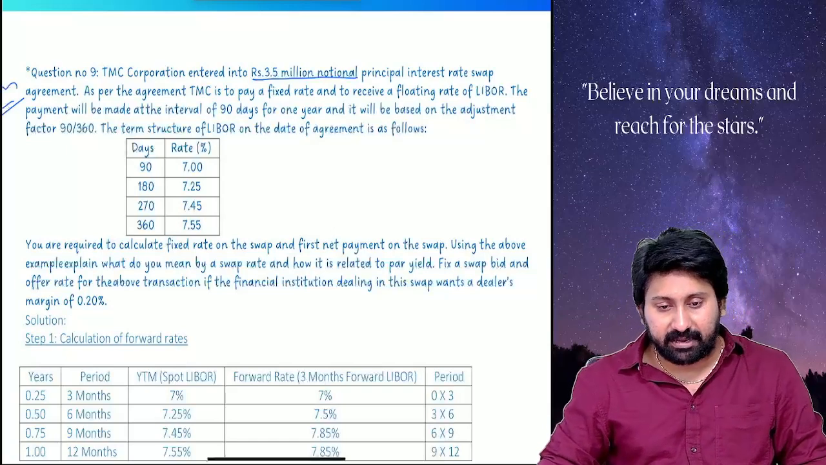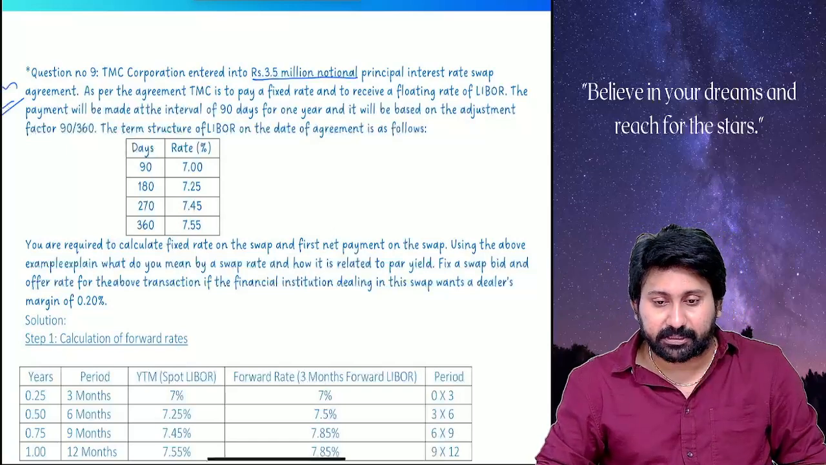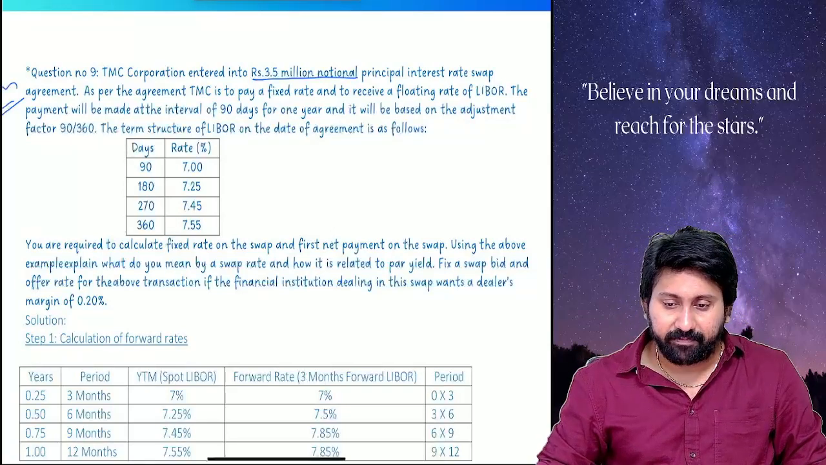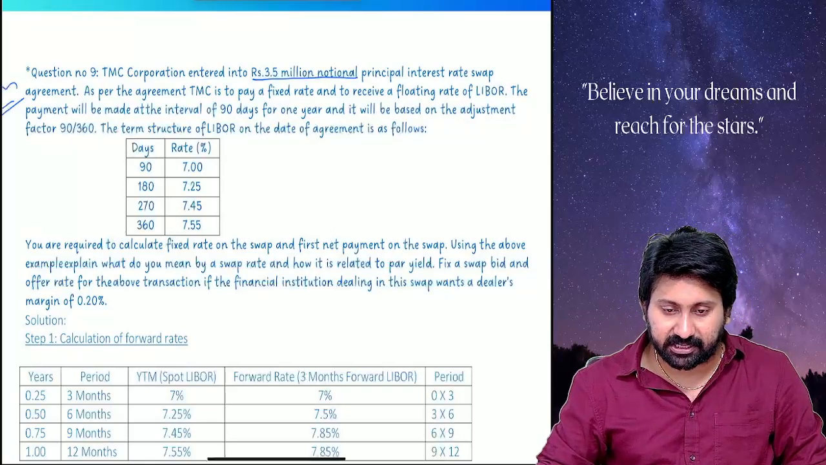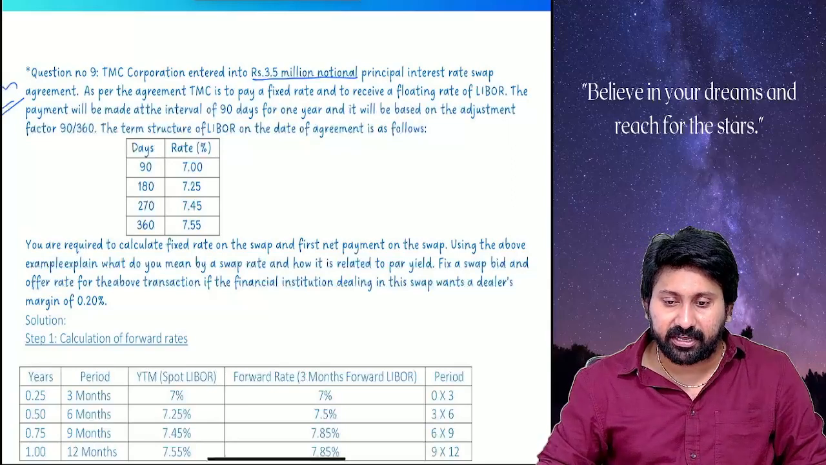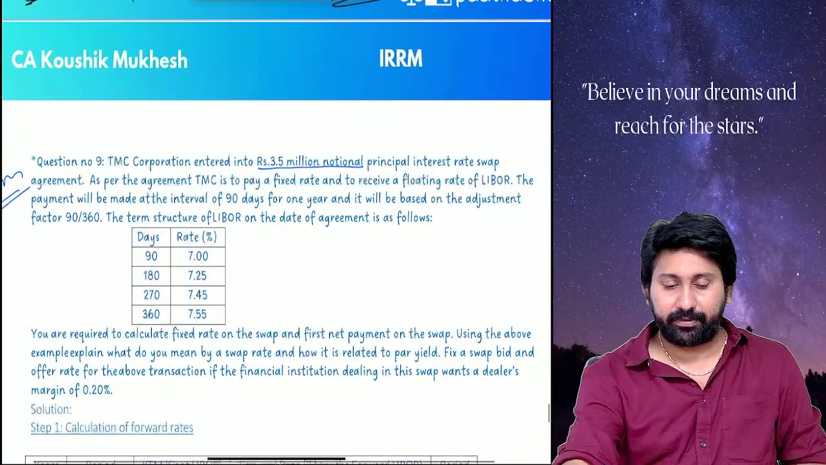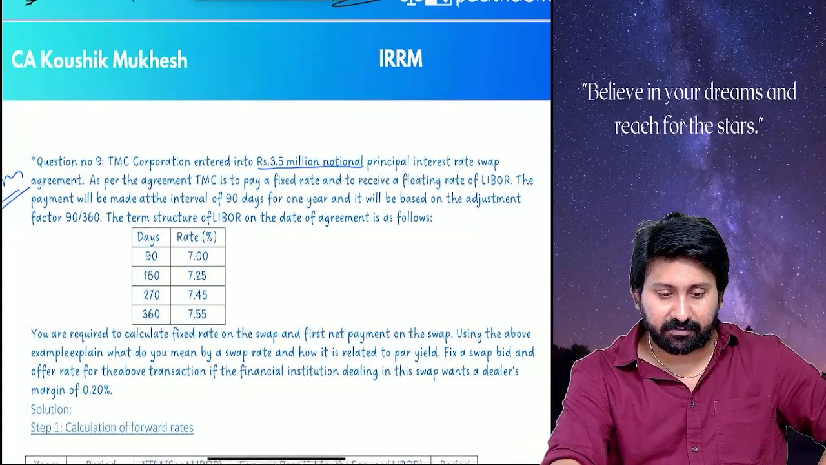Using the above example, explain what you mean by swap rate and how it is related to par yield. Fix a swap bid and offer rate for the above transaction, if the financial institution dealing in this swap wants a dealer margin of 0.2%. Read the question before we start with the discussion.